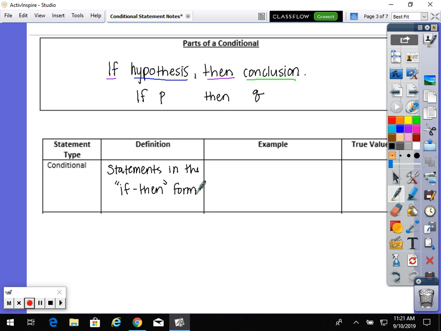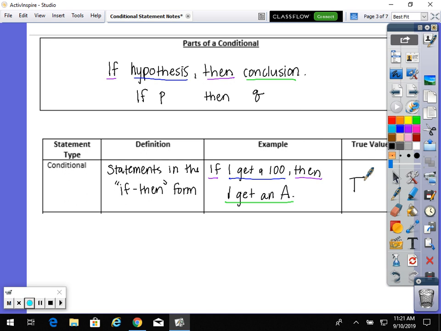So our first example is going to be if I get a 100, then I get an A. And we're going to identify the truth value for that statement. So I'm going to first color code my if and my then in purple, my hypothesis in blue, and my conclusion in green. So you can kind of see all that there. And then we're going to look at the truth value. If I get a 100, then I get an A. Well, if you get 100, yes, you get an A because an A is from 90 to 100. So go ahead and put a T.